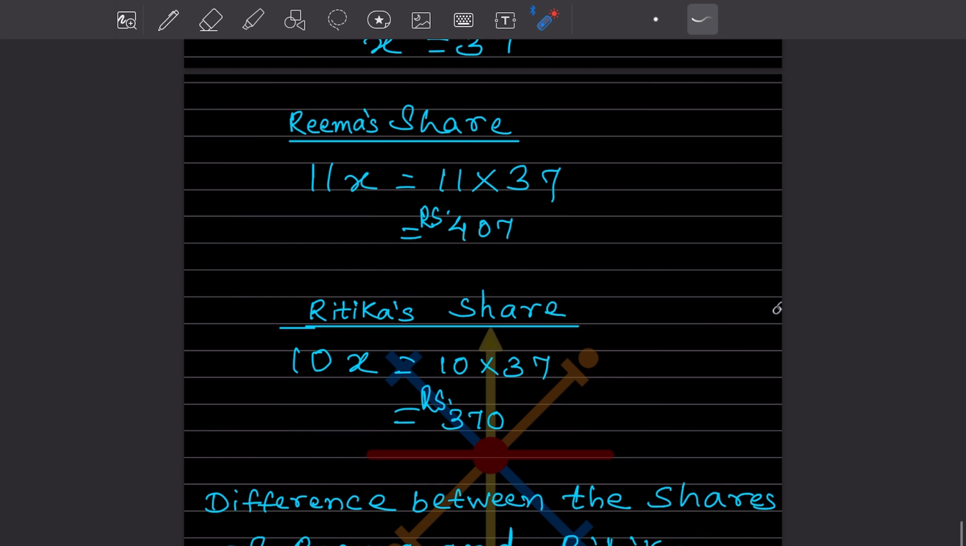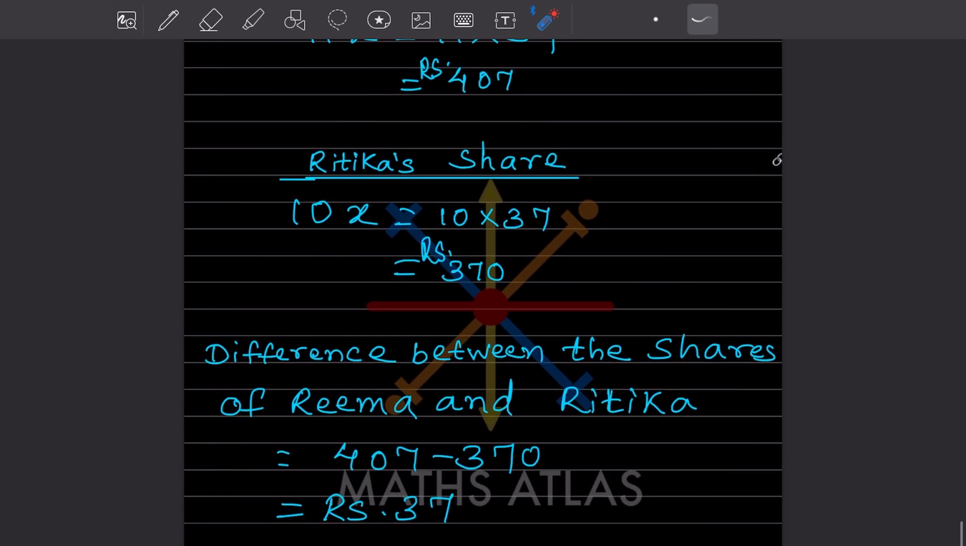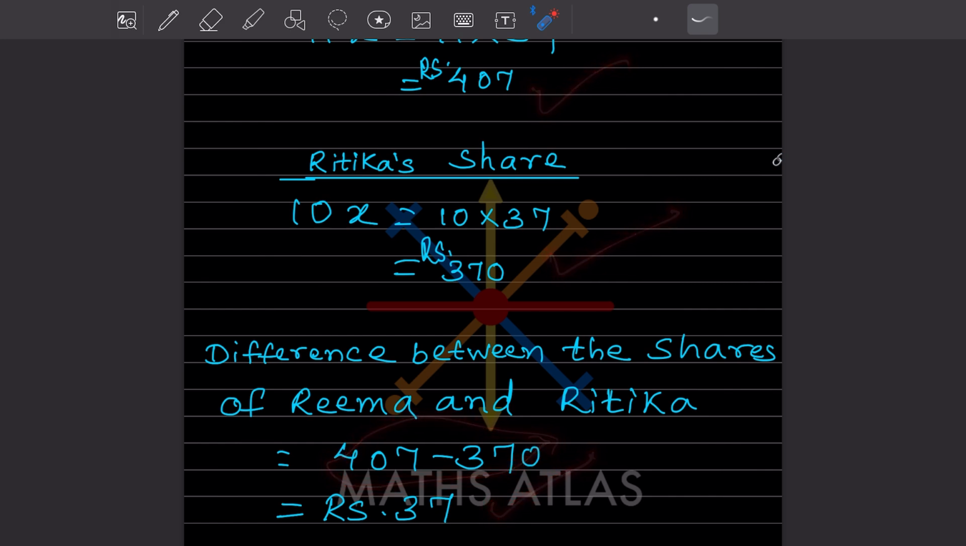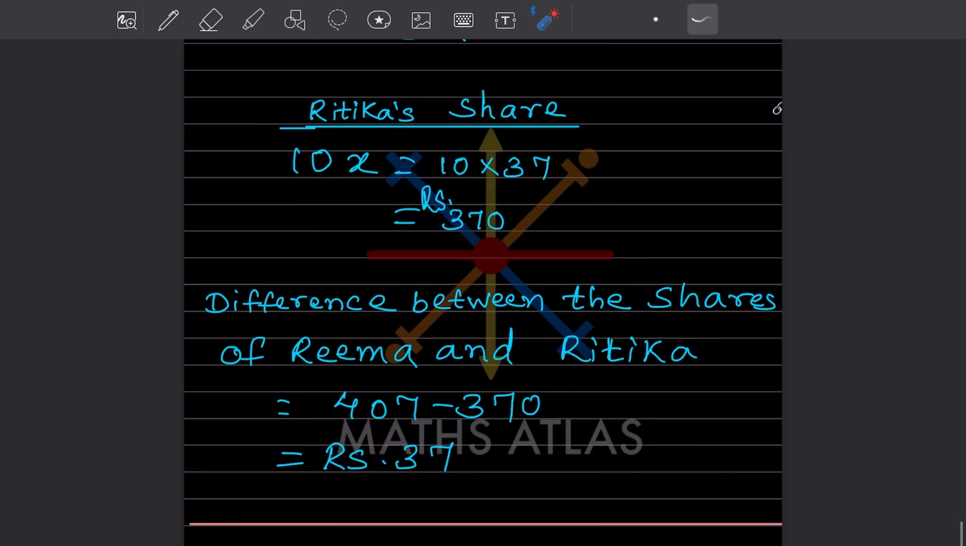Okay. Now, we want the difference between the shares of Reema and Ritika. So what is the difference? It means this minus this. So what is the difference? That is 37. Okay. So hope you got the answer.